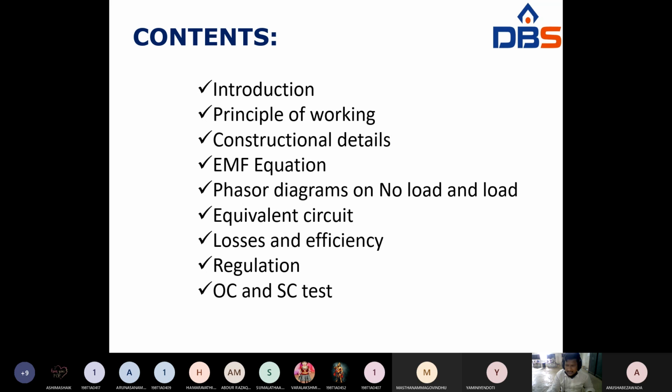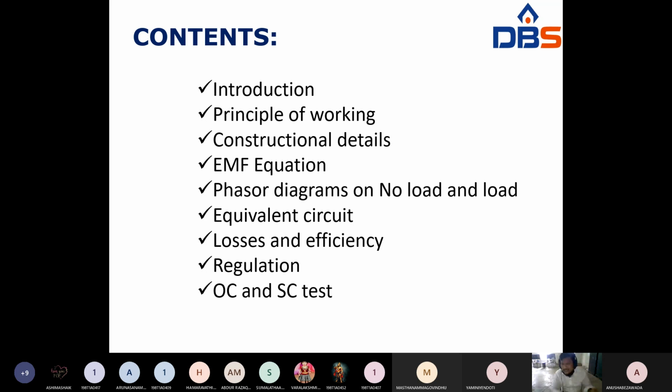But it is important. Next, regulation, OC and SC tests, very important. In your laboratory also these tests will be available. So in DC generators, which test is available in the laboratory? Magnetization characteristics of a DC shunt generator. Magnetization characteristics are no load characteristics, or OCC, open circuit characteristics, that is available in the laboratory.